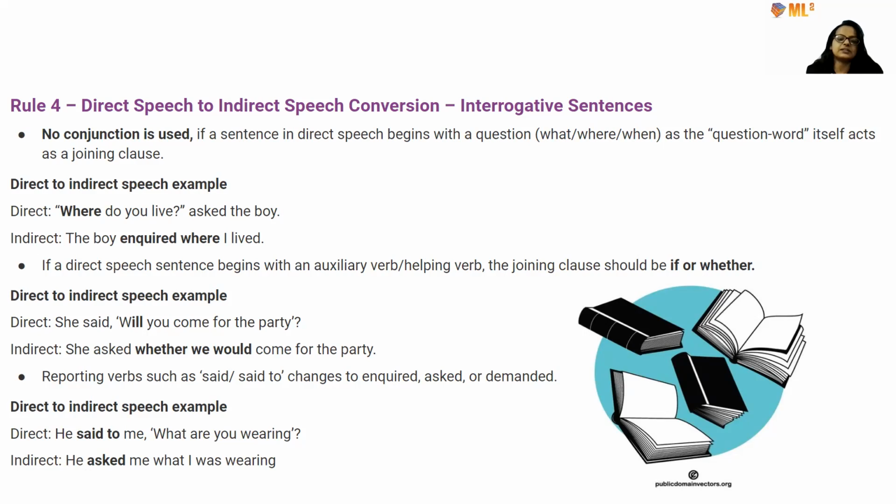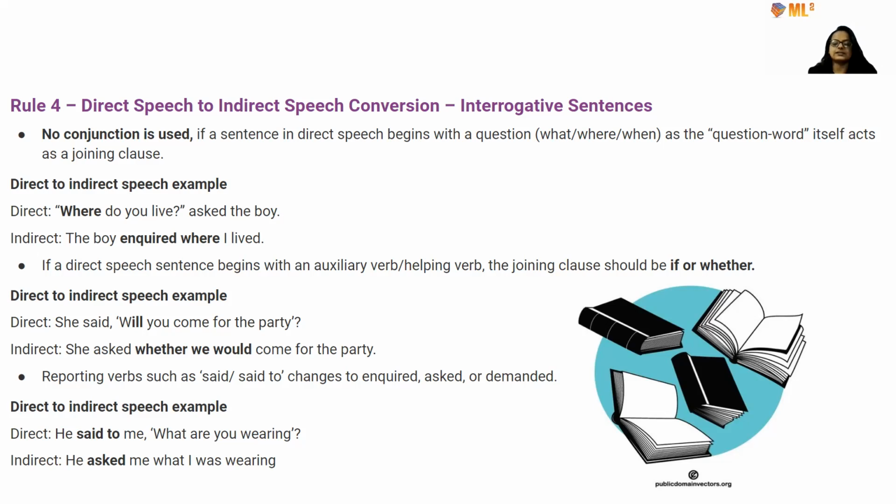If a direct speech sentence begins with an auxiliary verb or helping verb, the joining clause should be if or whether. Direct to indirect speech example: she said, will you come here? Will you come for the party? Indirect: she asked whether we would come for the party.